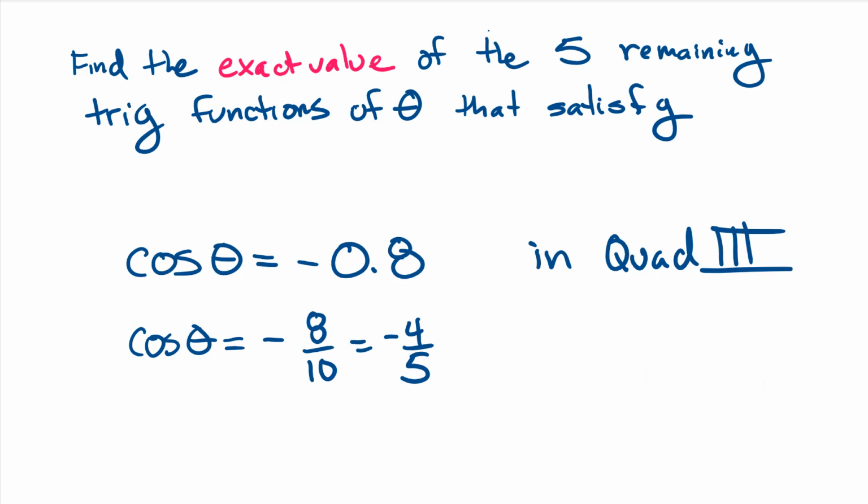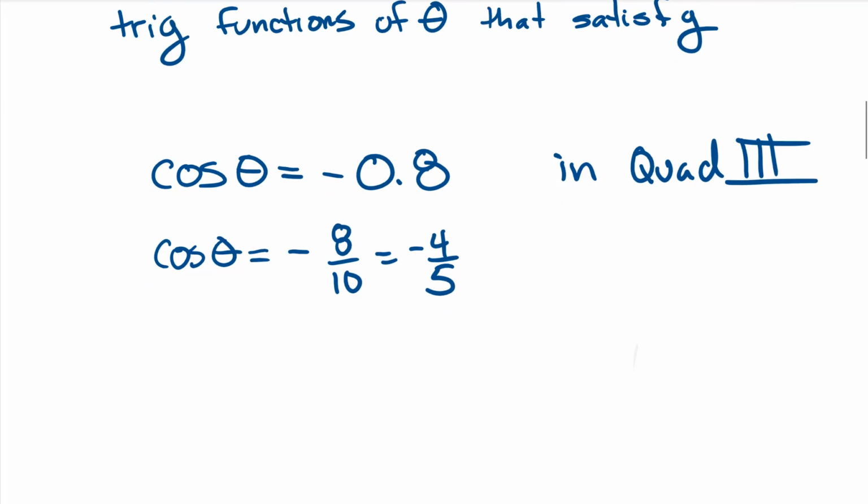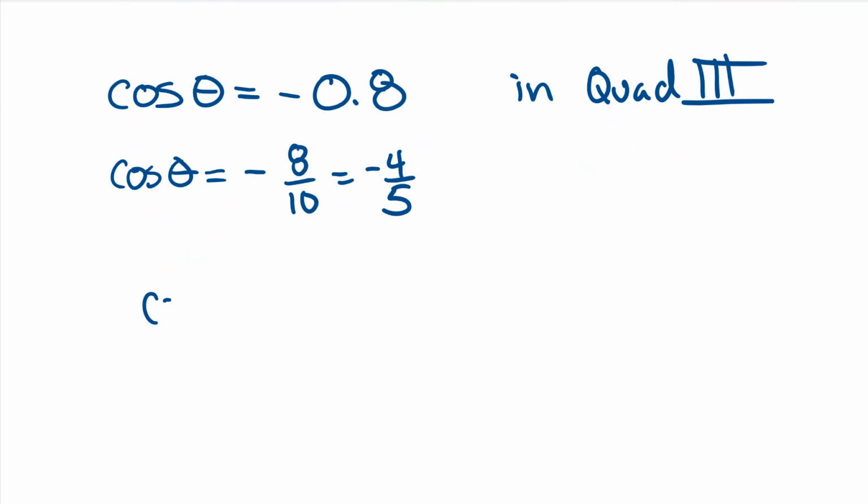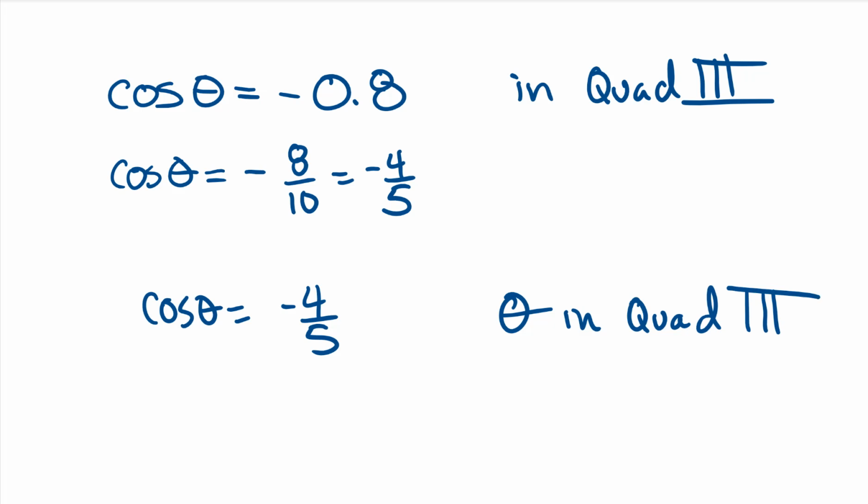Oh, we have the adjacent. And the hypotenuse, well, kind of. Is the adjacent 8 or is the adjacent 4? That only represents a ratio. It's just a ratio. It's like a scaled down model car. So let's just write down the last of the information. Let's rewrite this. Cosine of theta is equal to -4/5 with theta in quad 3.